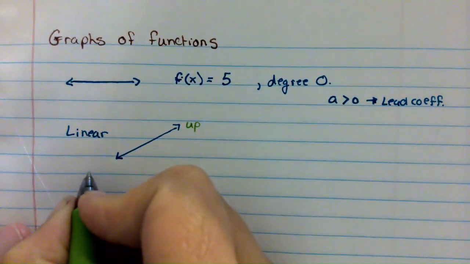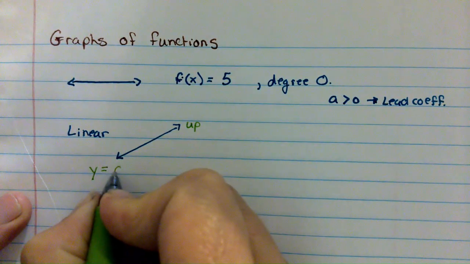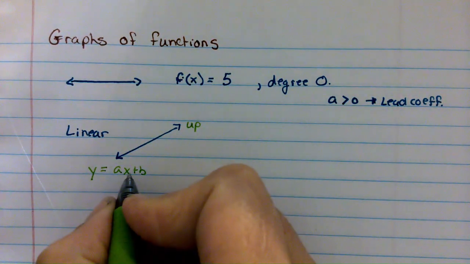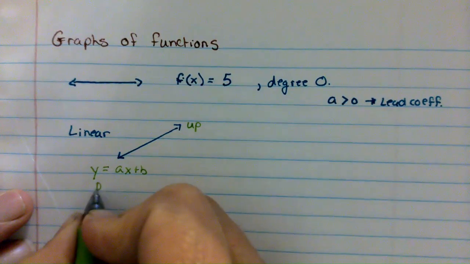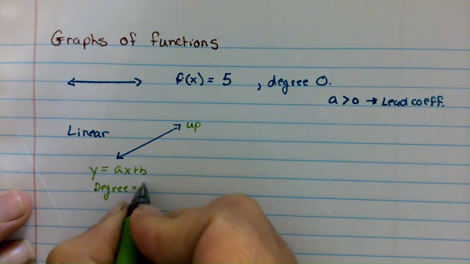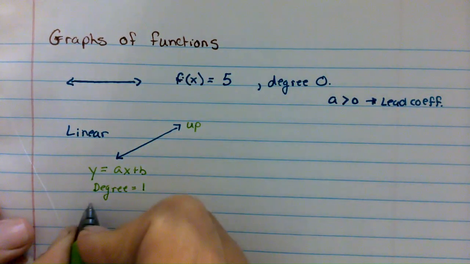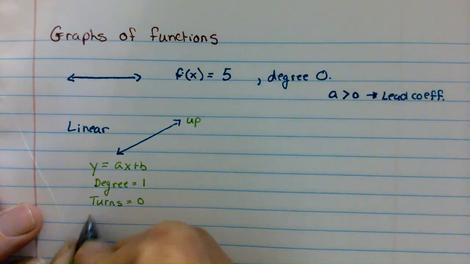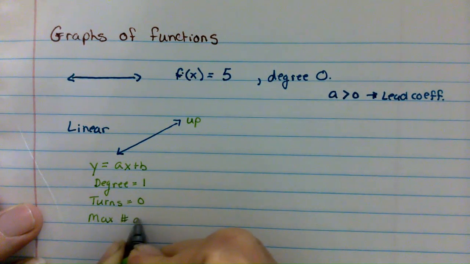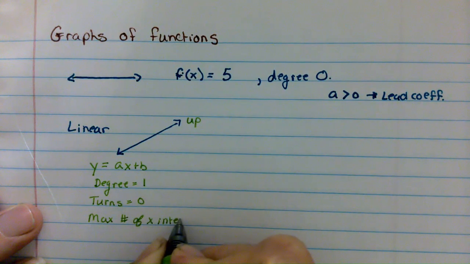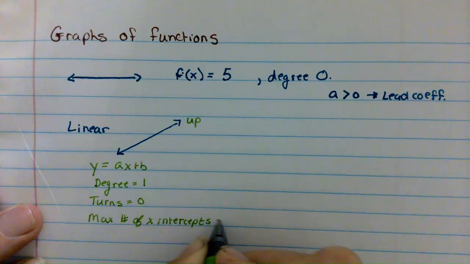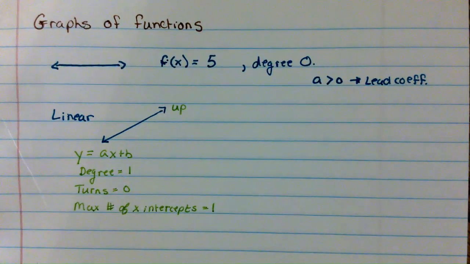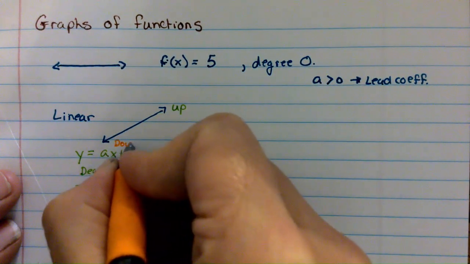Now in linear, we normally see y equals mx plus b. I'm going to call this ax plus b, since I used an a here. And we'll notice that the highest exponent is 1, meaning our degree is 1. And that it doesn't curve, there's no turning points. So the number of turns in this graph is 0. And the max number of x-intercepts also happens to be 1. We might also notice that this is down.